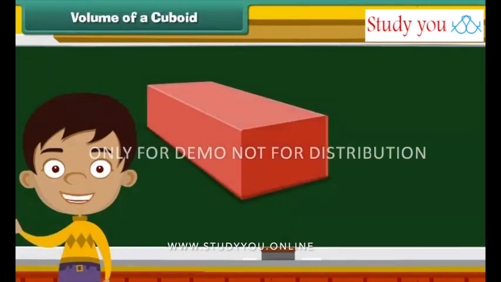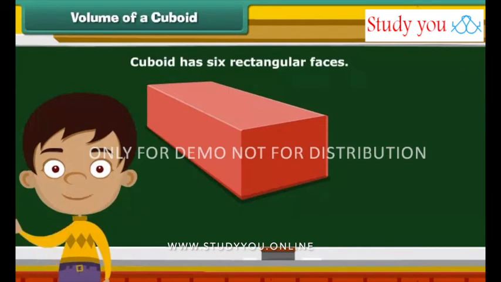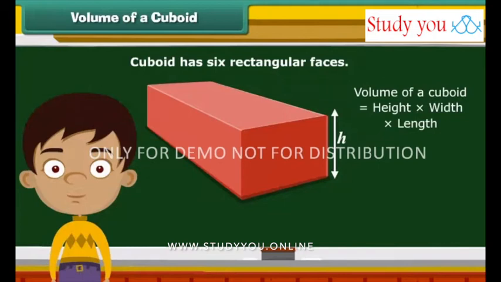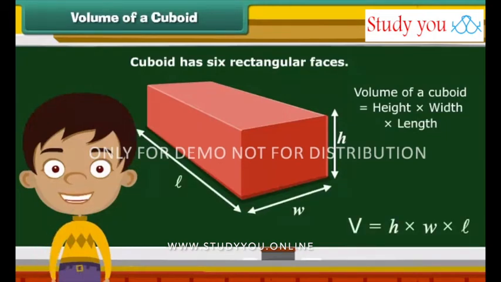Look at this closed box. This is a cuboid which has 6 rectangular faces. Its volume is calculated as height times width times length, or simply volume equals h times w times L.